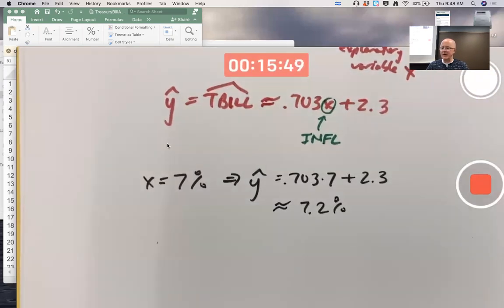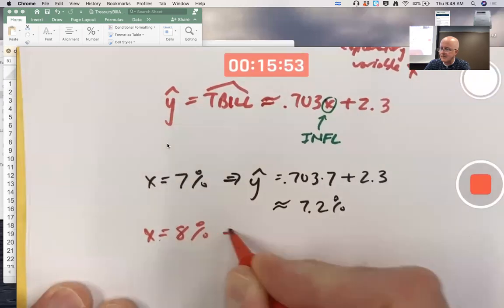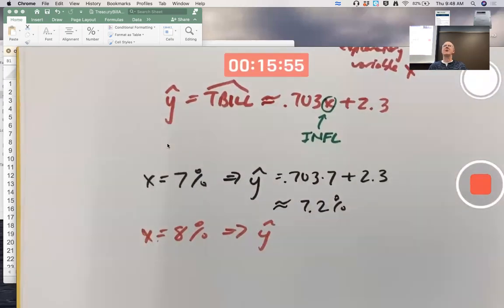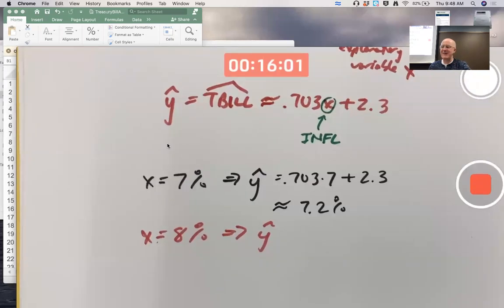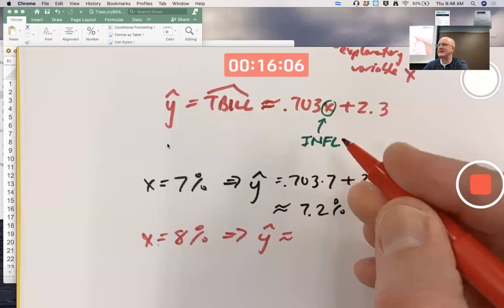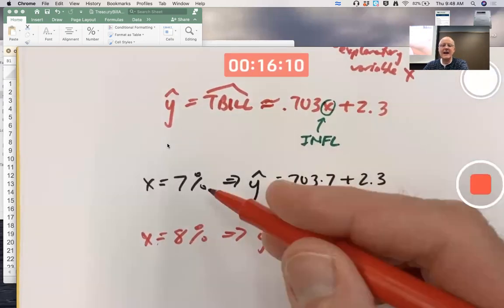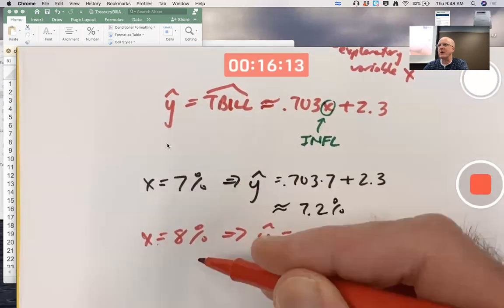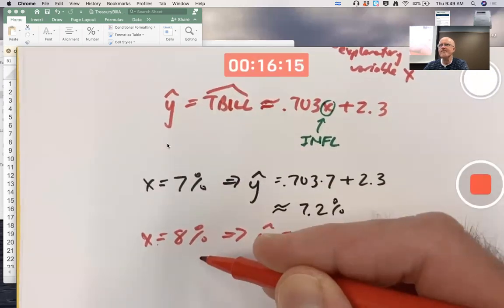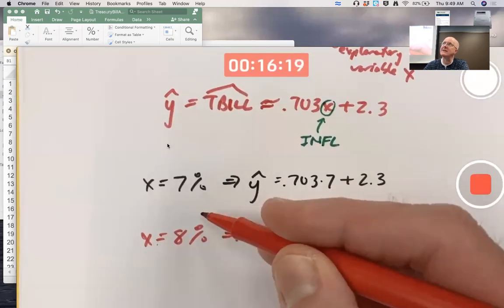Let's see what happens if we increase X to 8%. You should know what happens. You know about slopes as rates of change, right? Something basic we teach in calculus. 0.703 is the slope of the line. It's the rate of change. I've increased X by 1 unit. You could call it 1 percentage point. Don't say 1% because it actually increased by more than 1%.